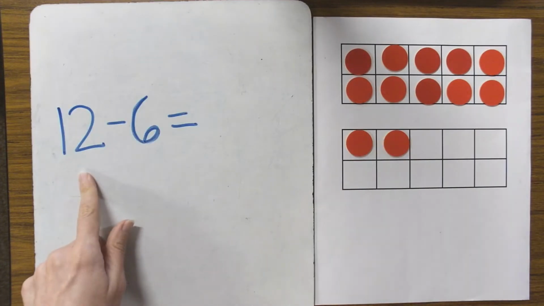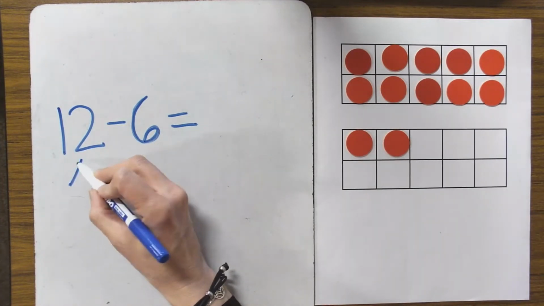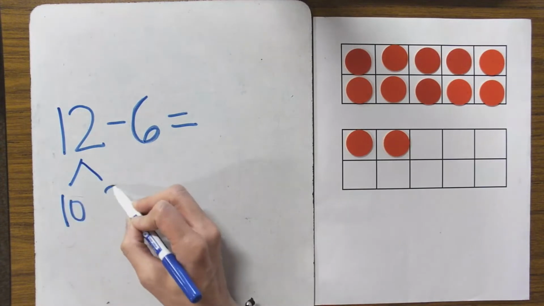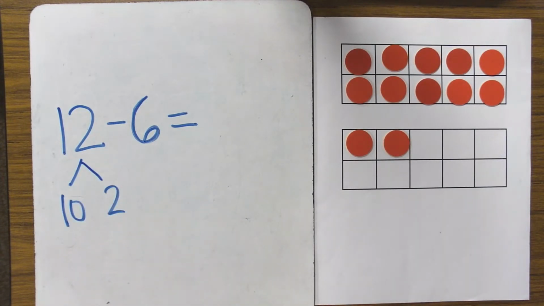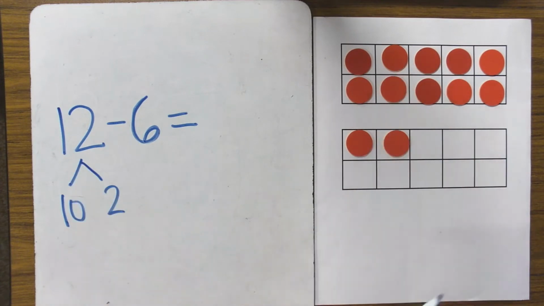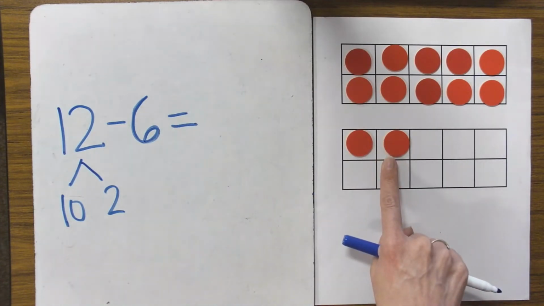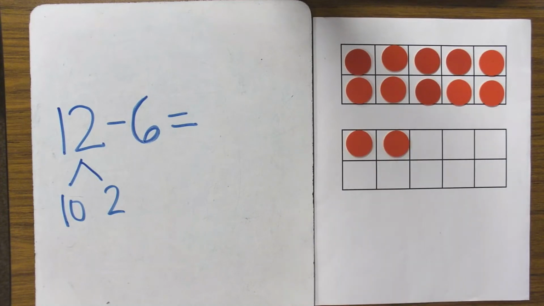Now we're going to work on 12 minus 6. So starting with my 12 in my 10 frames with my counter dots. And I'm going to show that 12 is 10 and 2. Again, I could count back here, but I want to practice subtracting with regrouping. So here I have 10 and 2. I'm subtracting 6. Can I take 6 away from 2? Nope, I cannot. I would only have 2.